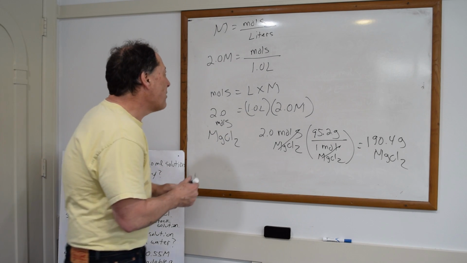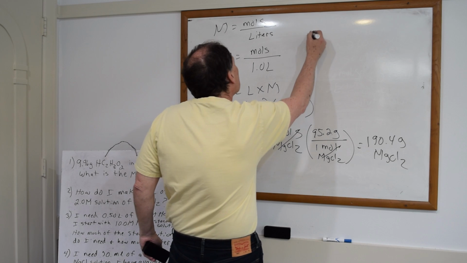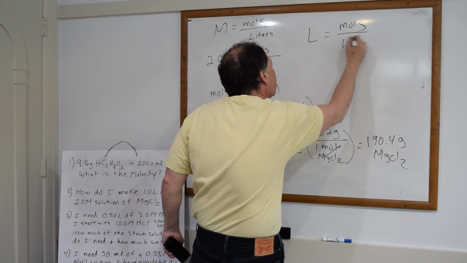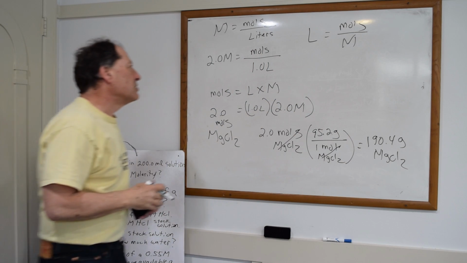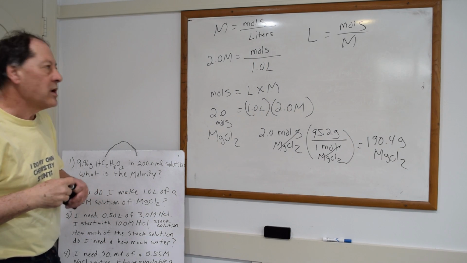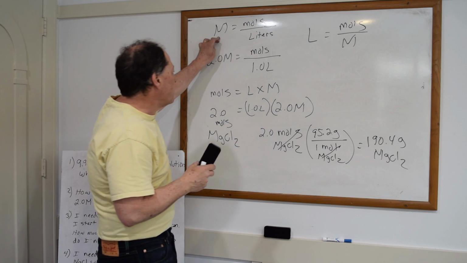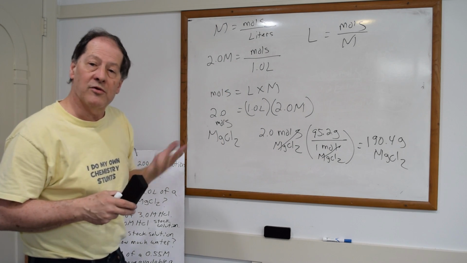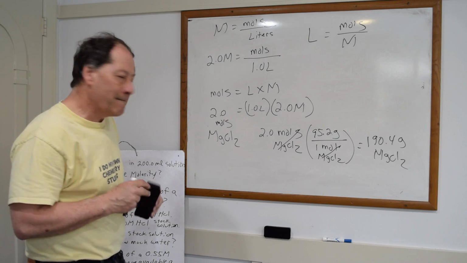So real quick, how would I solve for liters? Well, liters is going to be equal to the moles divided by the molarity, right? So you can solve that equation in 3 different ways: either solving for molarity, solving for moles, or solving for liters. Any of those 3, okay?